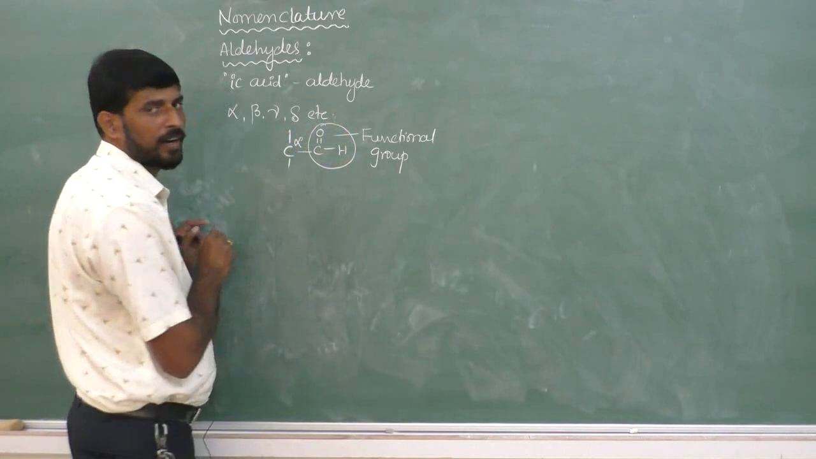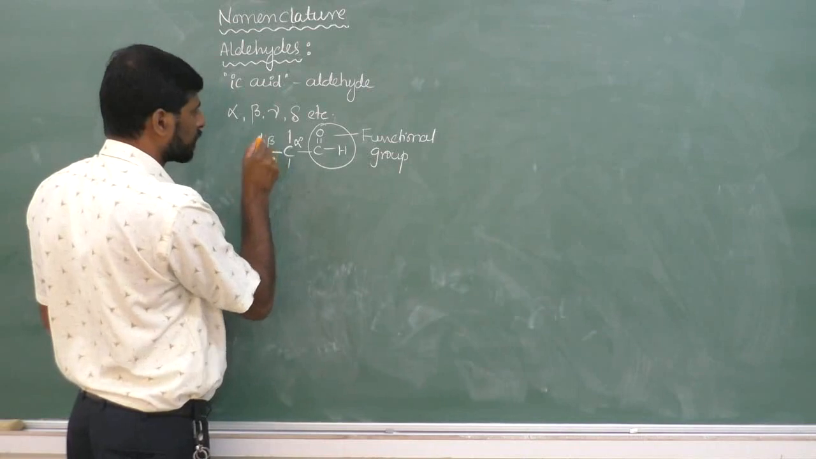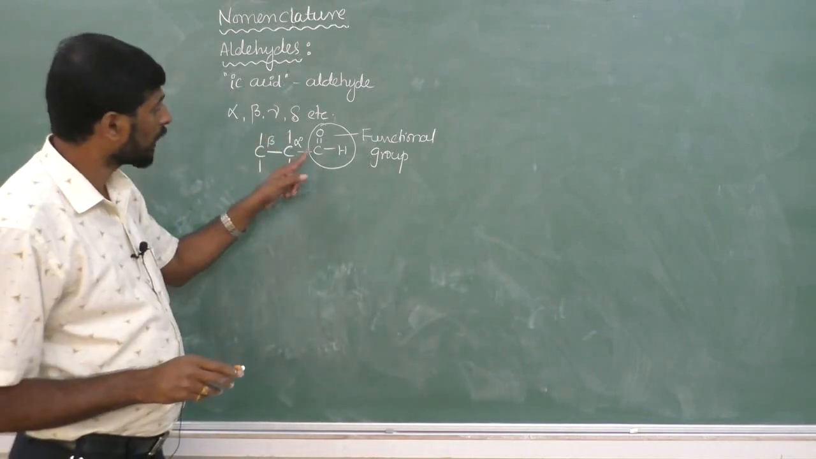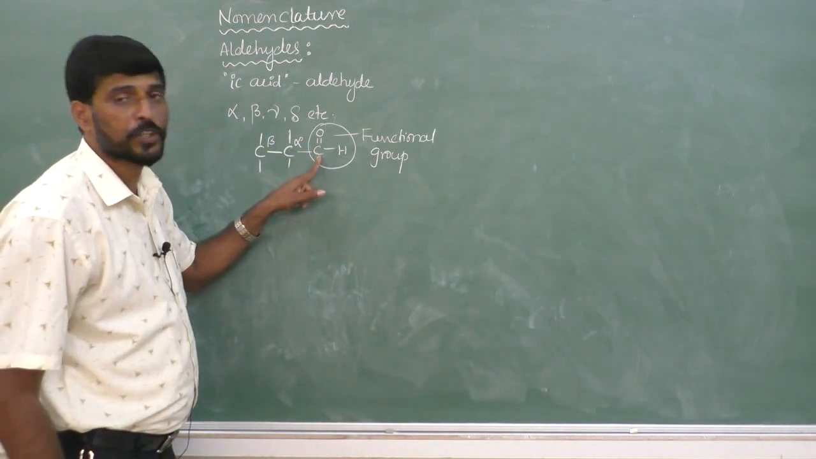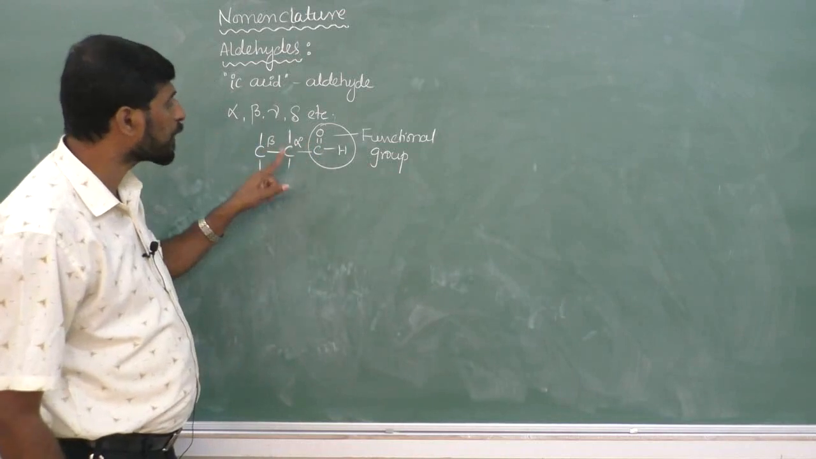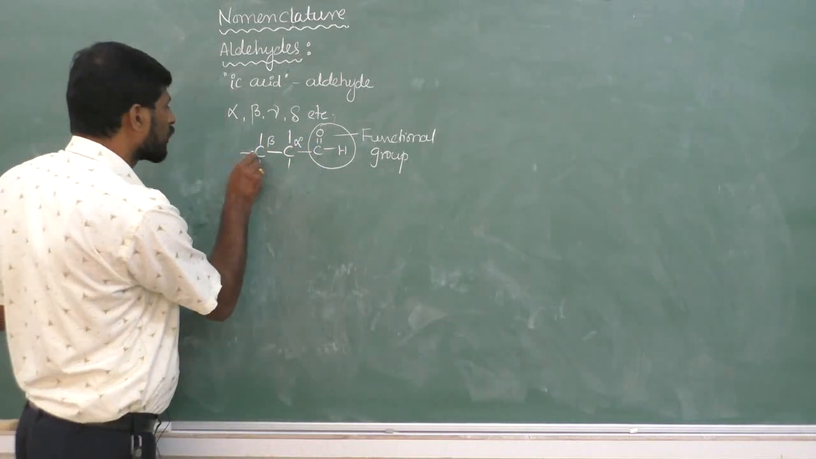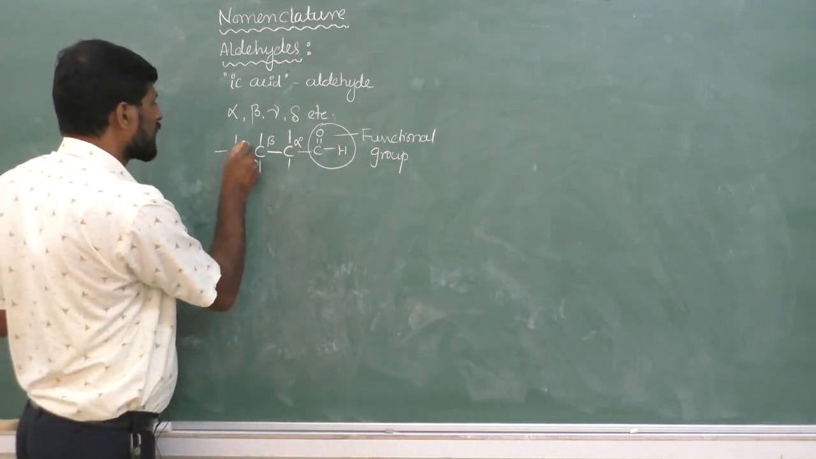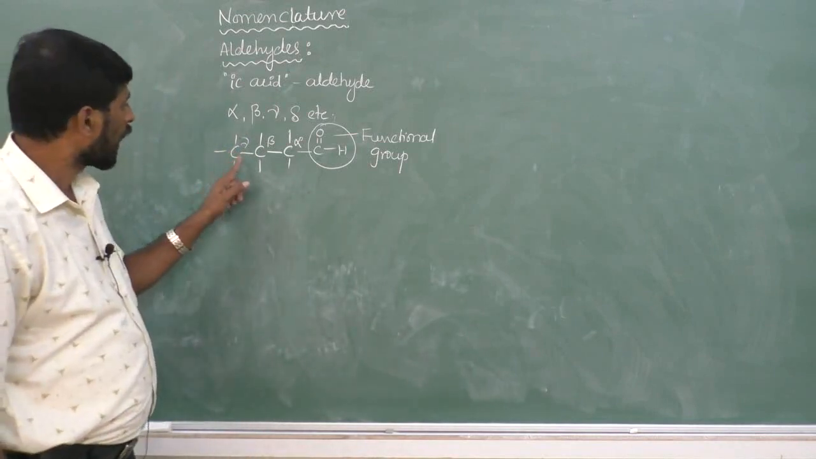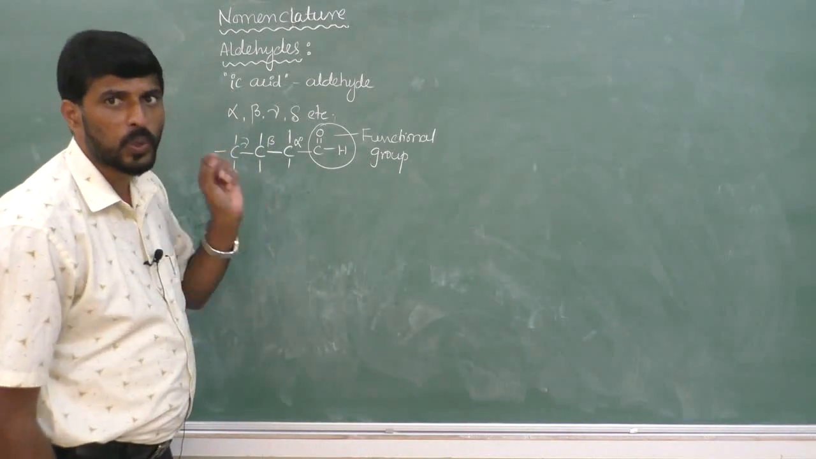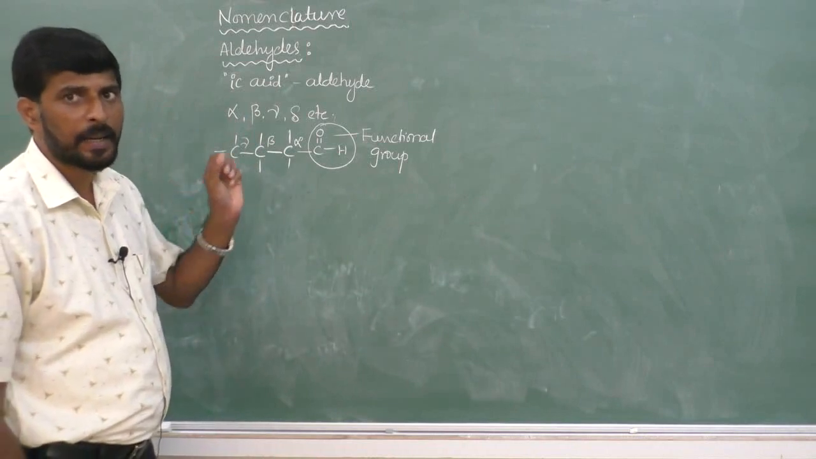This is alpha. The next carbon atom is beta. The normal mistake is that you will call this carbon atom alpha. Don't do like that. This is a functional group. The very next carbon atom from the functional group is the alpha carbon atom. The next carbon atom is beta, and so on. This is gamma, delta, like that. So alpha, beta, gamma are used to indicate the position of a substituent group on the selected parent chain.